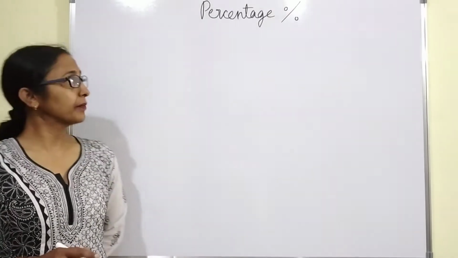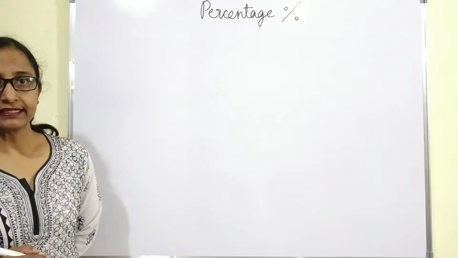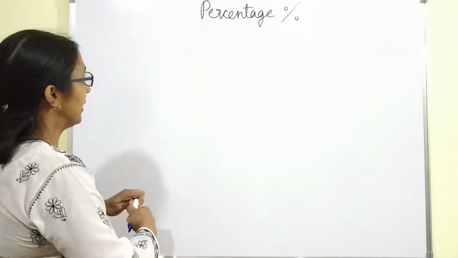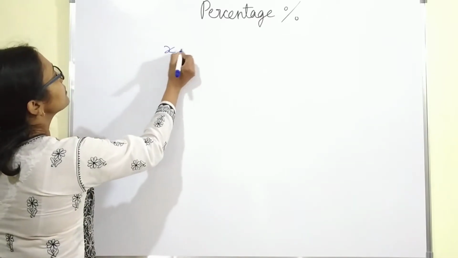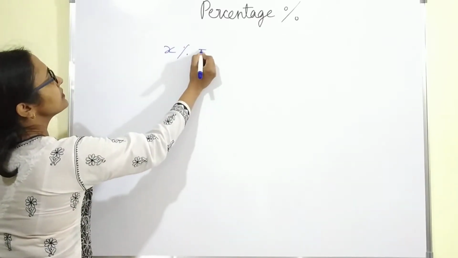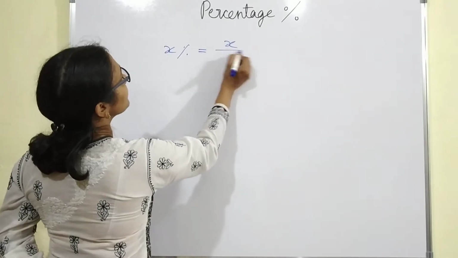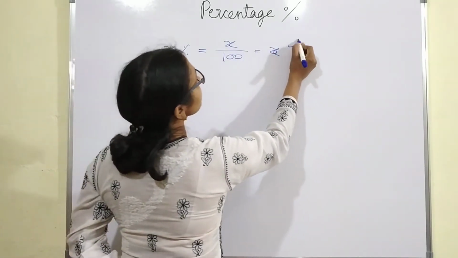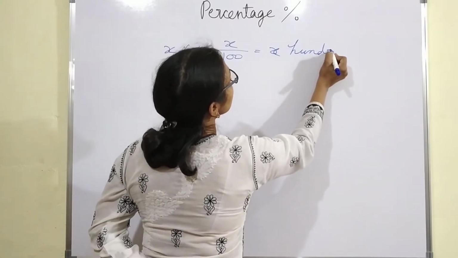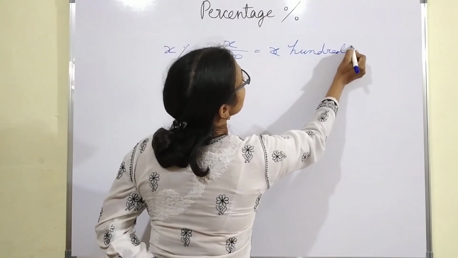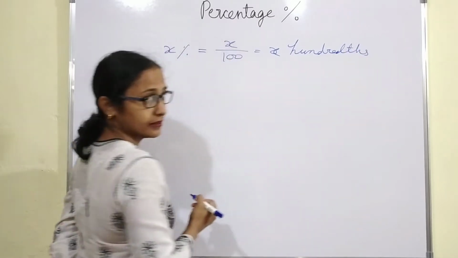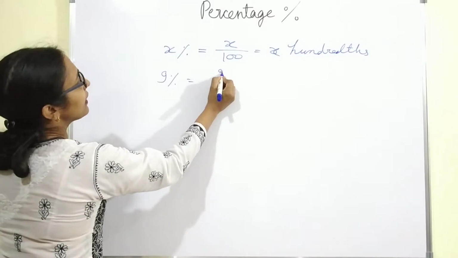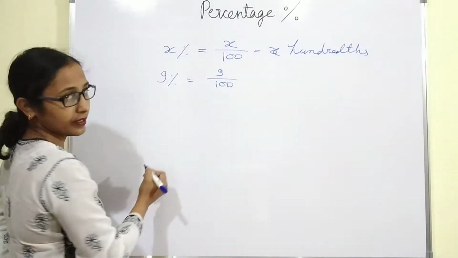In this video, I am going to explain percentage. Percentage means hundredths. X percent means x upon 100. Otherwise, you can write x hundredths. So 9% means 9 upon 100.